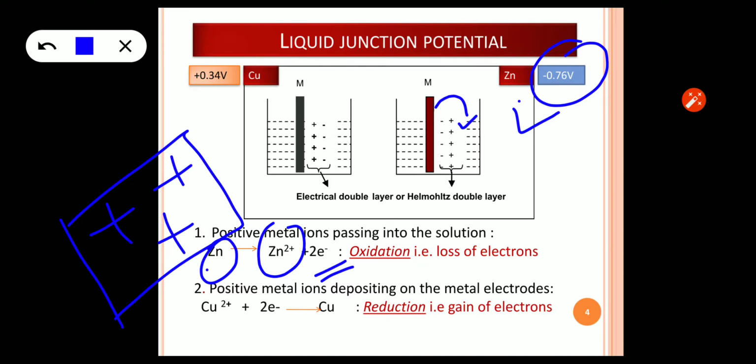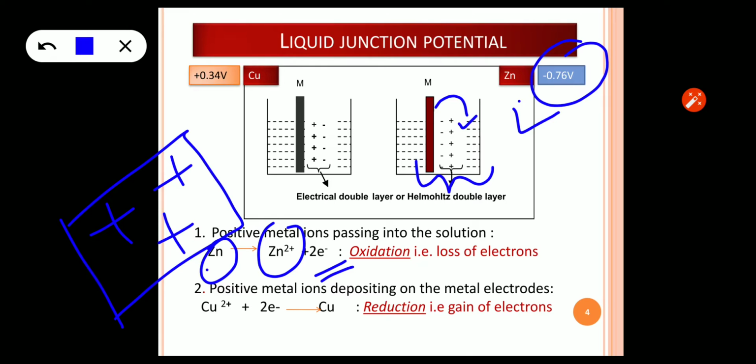It is negative. When the metal has a negative charge, definitely it will attract the oppositely charged ions present in the solution, and this results in the formation of an electrical double layer across the metal and solution interface. This double layer is also known as the Helmholtz electrical double layer, and it possesses some potential energy. This potential itself is known as liquid junction potential.